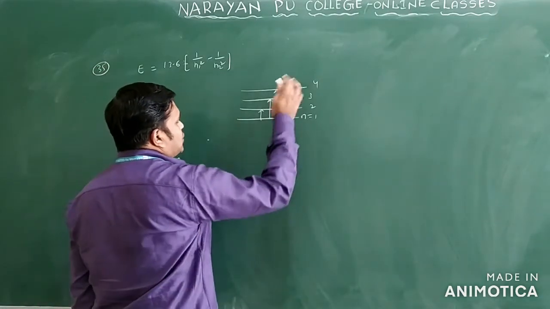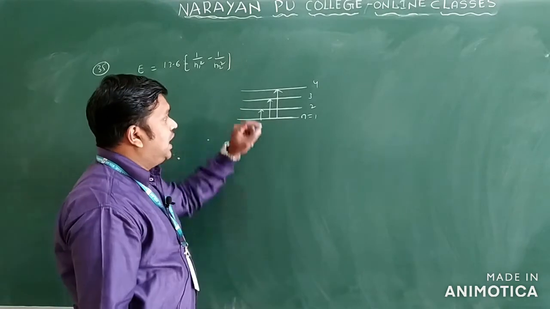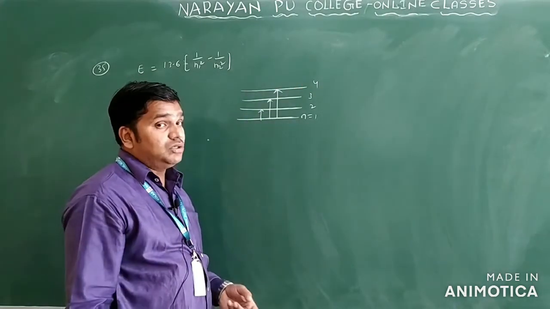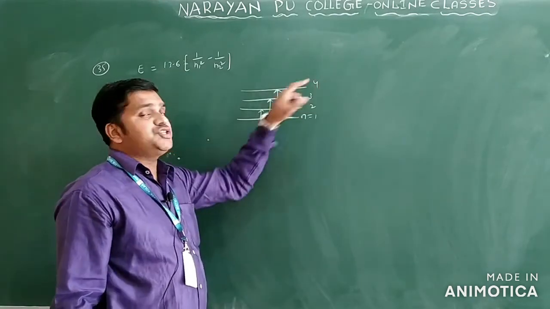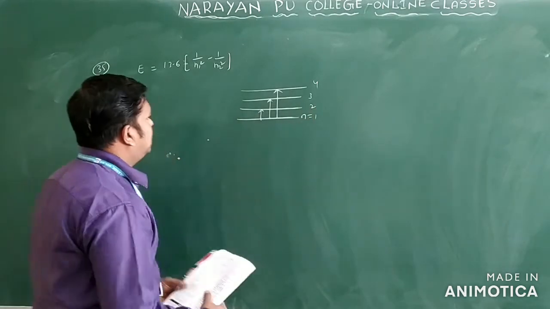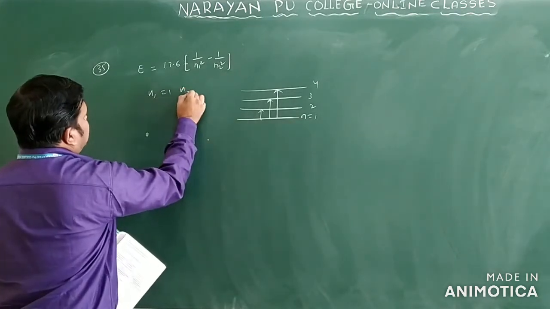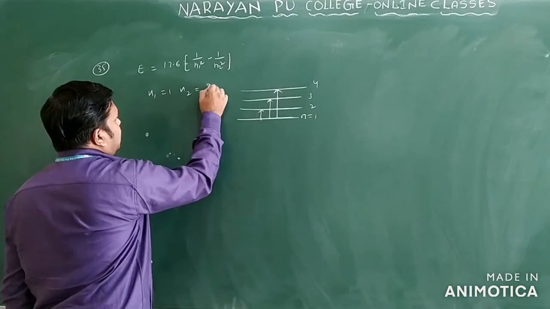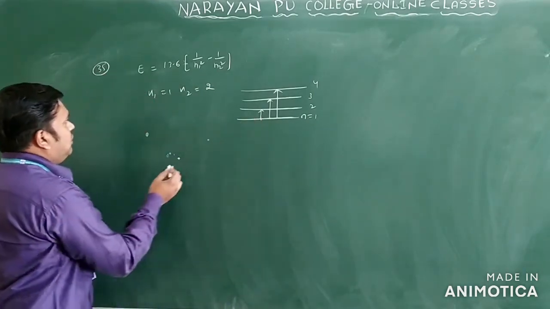Suppose the electron is excited from the first to the fourth orbit, the energy is more. From 1 to 2 and 1 to 3 also the energy is more, but 1 to 2 is the minimum energy. Maximum energy they ask, we can take n2 equal to 4. Minimum energy means what here? N1 is equal to 1, and N2 is equal to 2. Understood? Minimum energy means we take the least value.